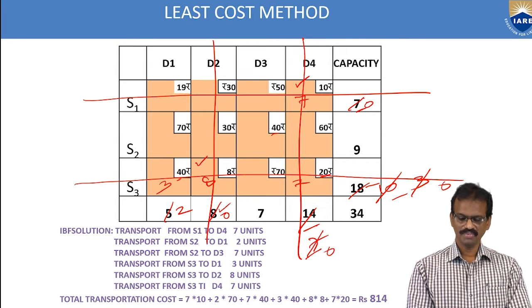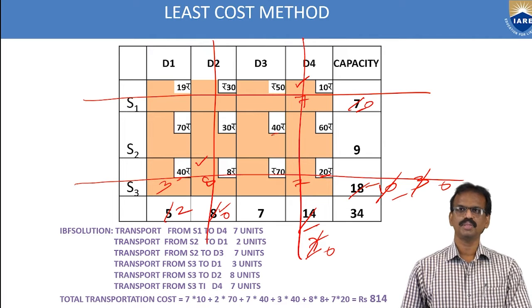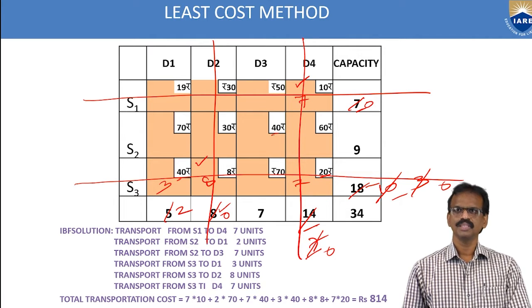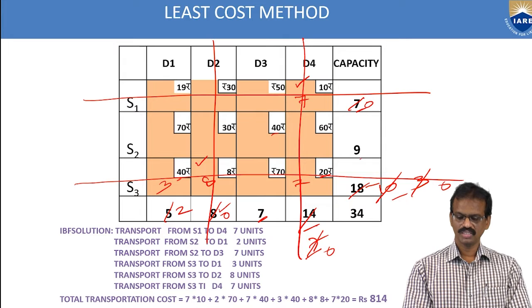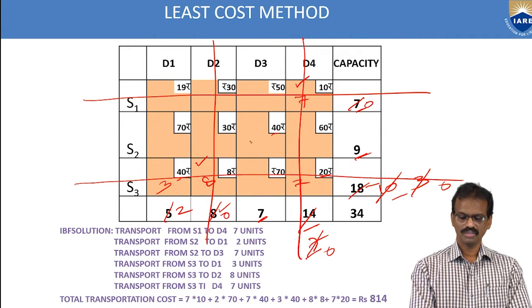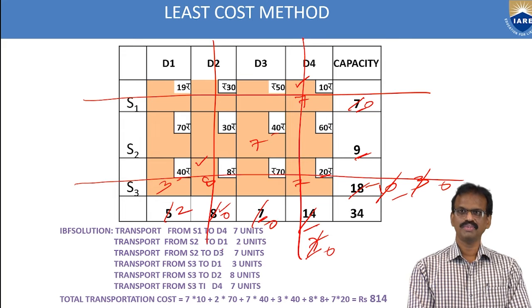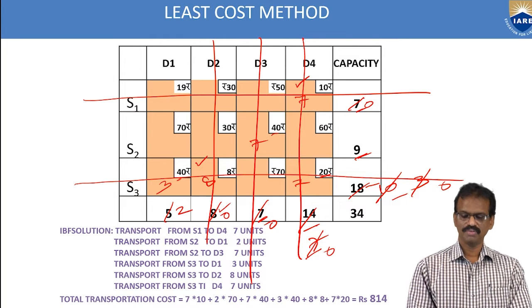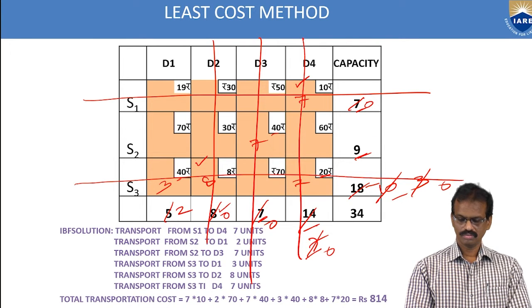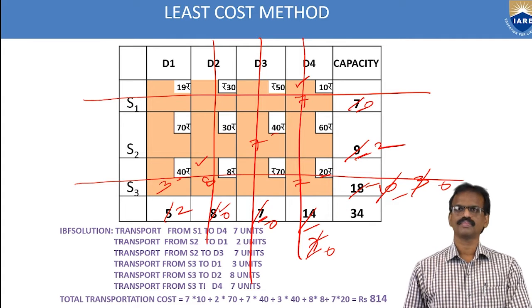Next minimum value. What is the next minimum value? 40 is the next minimum value. Then there are two values. One is 7, another one is 9. You have to allocate the minimum number. If you allocate 7 here, automatically this 7 will be cancelled, the total column will be cancelled. Here the remaining value is equal to 2.